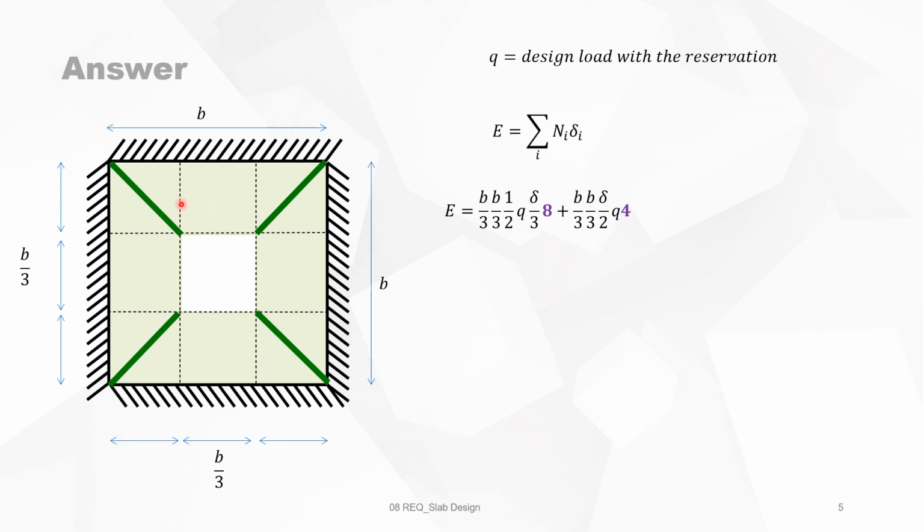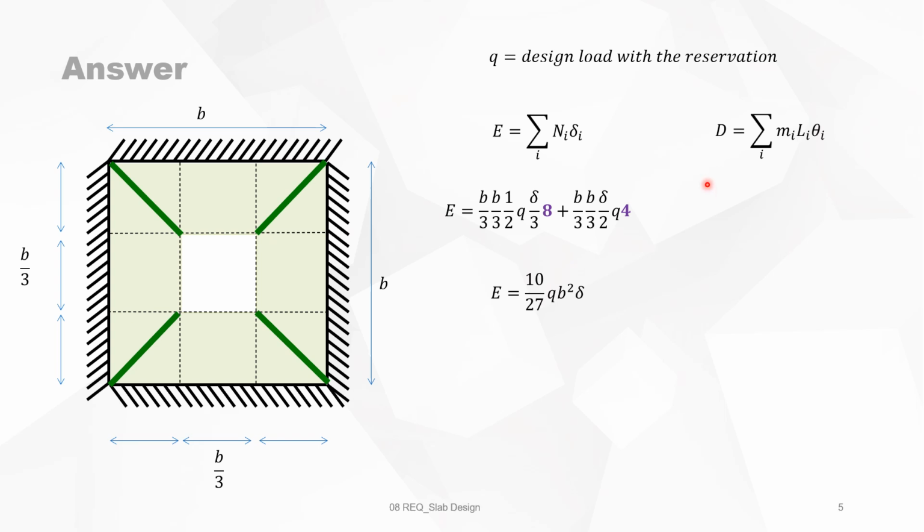Then for the triangles, we got 8 of them, 4 in each corner, and for one, it's B/3 times B/3 divided by 2, and the mean deflection of a triangle is delta/3. So then we got this expression for the work done by the external forces. You can work it out, and you find this simple relationship.